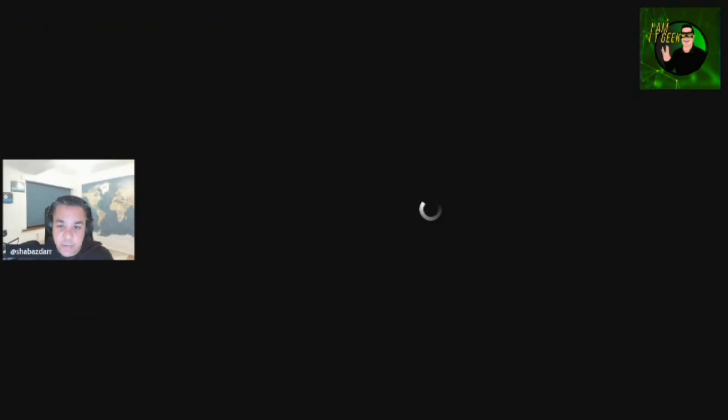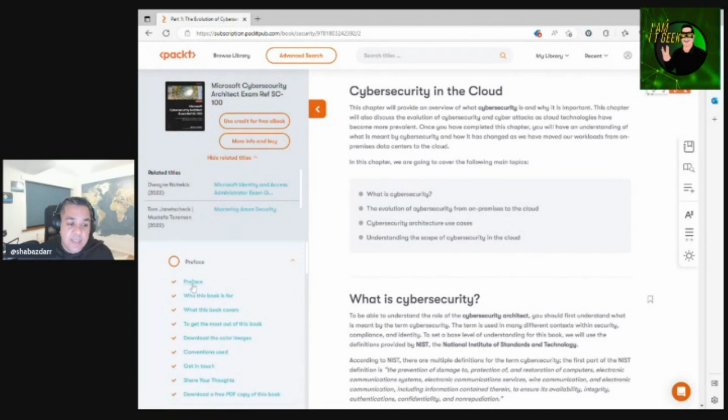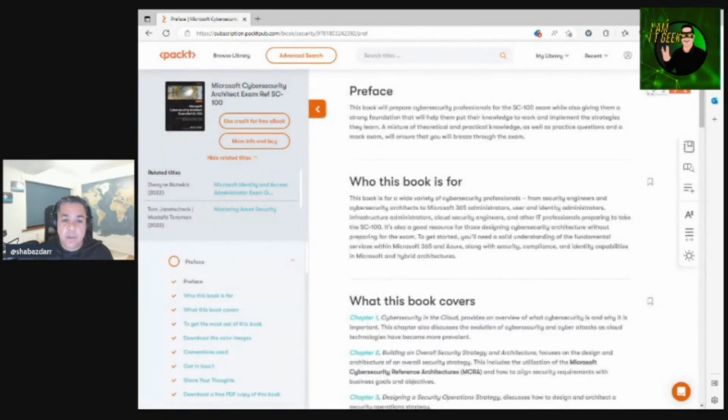And again, I'm going to be using the Packt portal to do this review. As you can see by the book, it's not a very thick book. It's a standard size, I would say, for an exam prep book. It covers everything you need. But let's look at the preface first, and who the book is for.